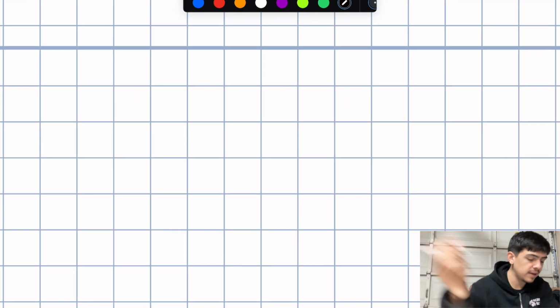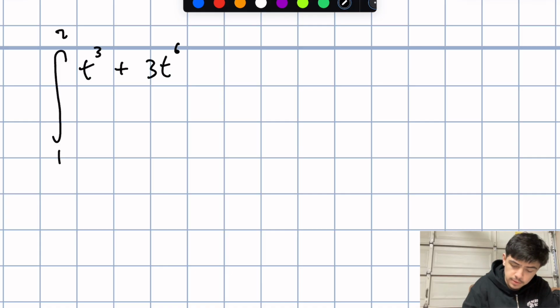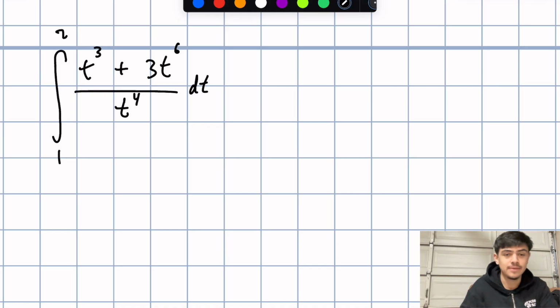So the integral that we're going to be evaluating is the integral from 1 to 2 of, we're going to be using v as our variable, or let's go ahead and use t. We have t cubed plus 3t to the 6th power over t to the 4th dt. You're like, what the heck? How do I solve this? We can go ahead and simplify this to the furthest extent, make this look super easy so we can evaluate it right away. Let's get right into it.